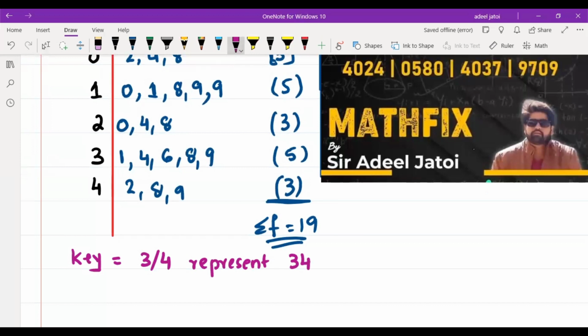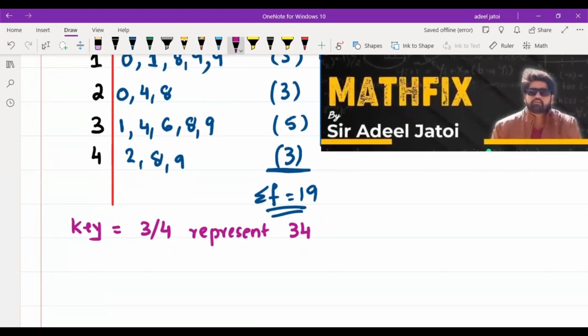Suppose any student would want the key to be 48. So 4|8 represents 48. Giving this key is important for the examiner to look at the stem and leaf, and the key will obviously give you marks in your paper as well.